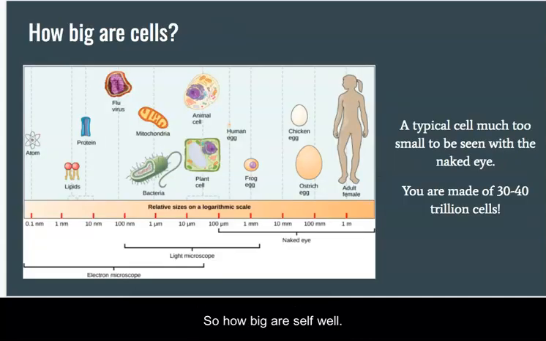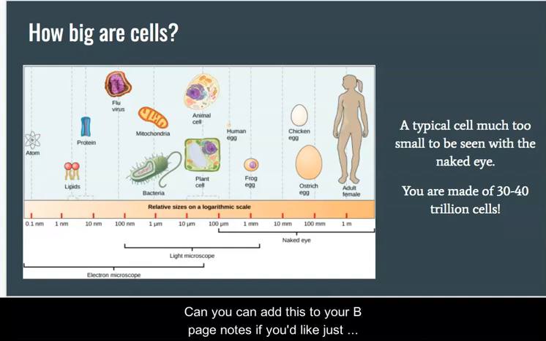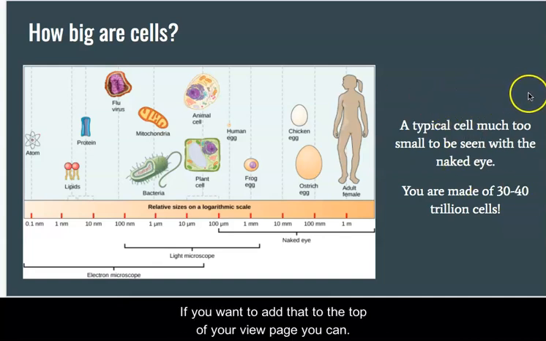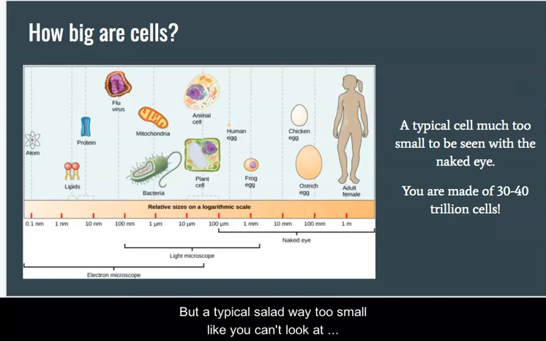So how big are cells? You can add this to your B page notes if you'd like, the white on the right here. If you want to add that to the top of your B page, you can. But a typical cell is way too small. You can't look at your arm and say, I see specific cells. You as a person are made of about 30 to 40 trillion cells.